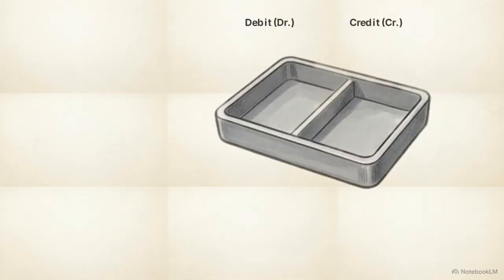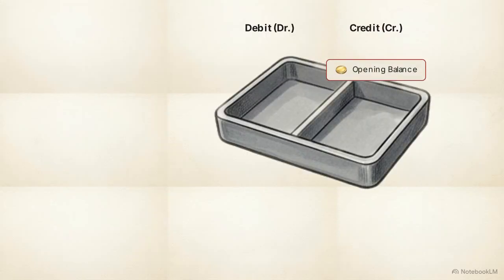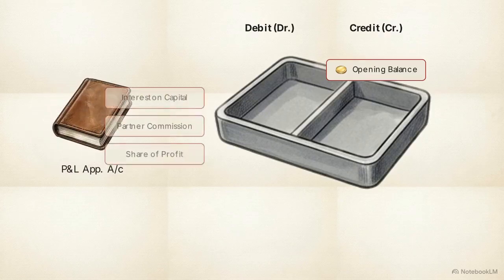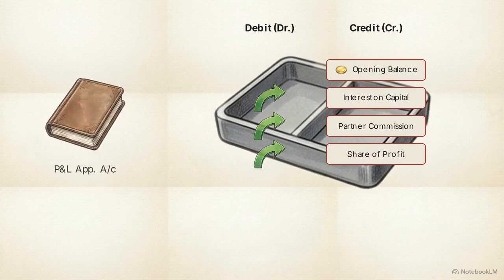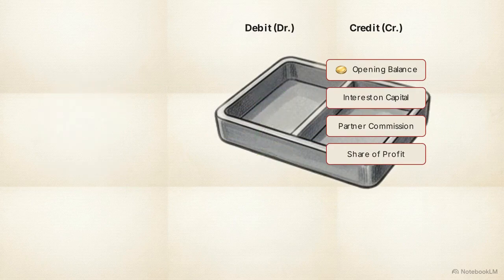Looking at this new fluctuating capital account layout, we establish the opening balance by placing the initial investment on the credit side. Now we map all the partners' earnings, the interest, the commission, and the profit share, directly from our P&L account over to the capital account's credit side.